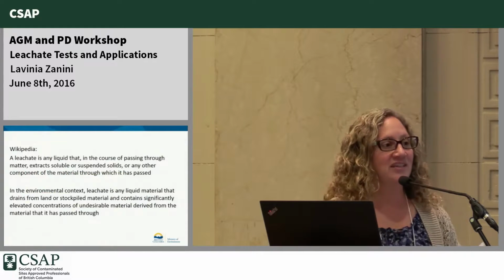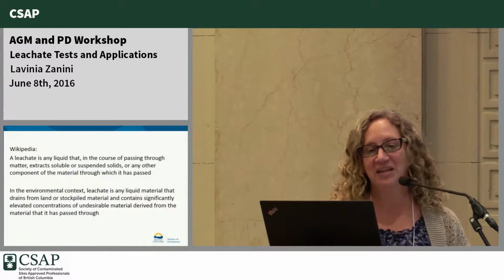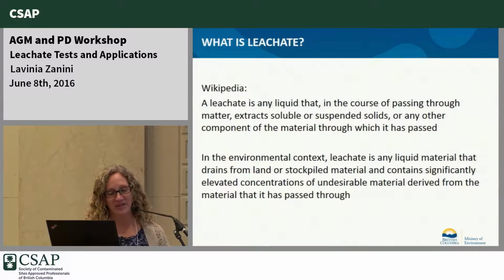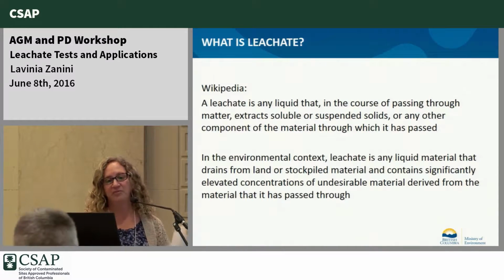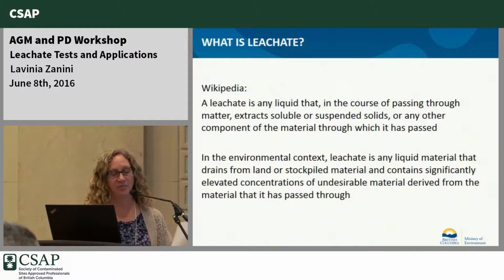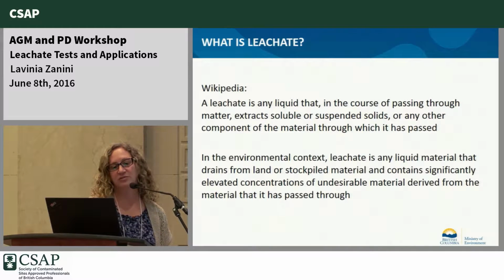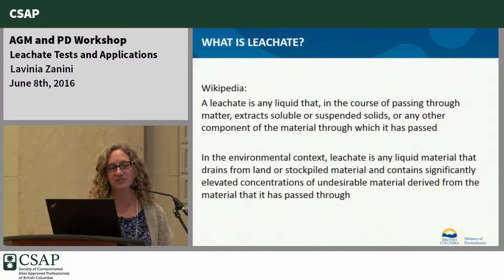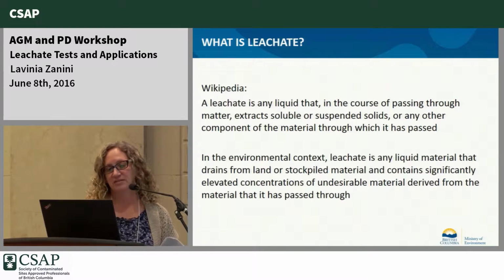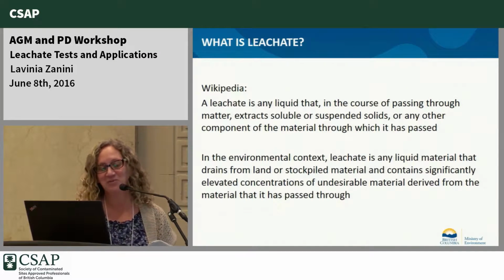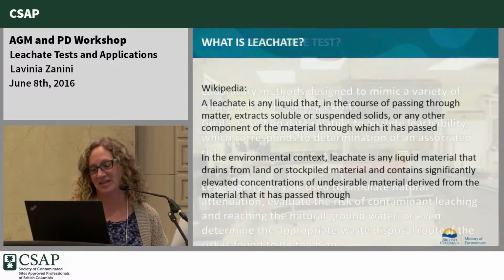We all know what leachate is. I actually had to look it up. So Wikipedia gave me a definition. I knew what it was in my mind, but an official definition is: a leachate is any liquid that, in the course of passing through matter, extracts soluble or suspended solids or any other component of the material through which it's passed. So environmentally speaking, leachate is any liquid material that drains from land or stockpiled material and contains significantly elevated concentrations of undesirable material derived from material that it has passed through. They use a lot of material in that sentence.